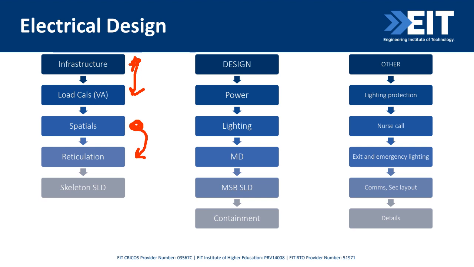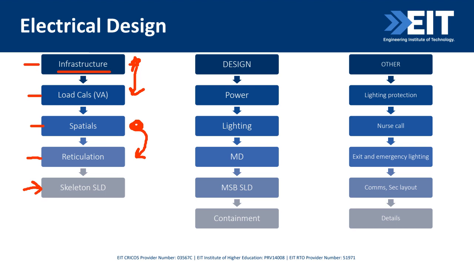Now, in this process, once we've worked out what key infrastructure we have, the load we expect to see, the space that's needed, and how we reticulate power between those spaces, we're then able to draw or design what we call our skeleton single line diagram. So this is just a very high level single line diagram that shows the basics of your building. So it seems like a lot, and that's everything to do with your big infrastructure.